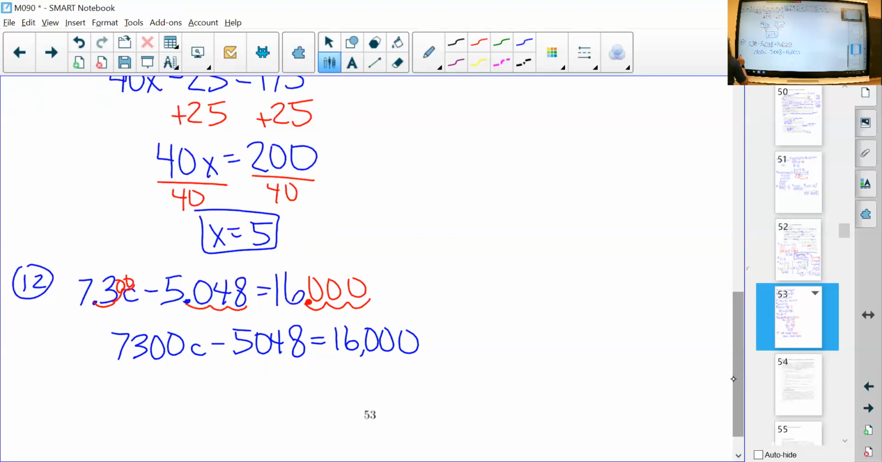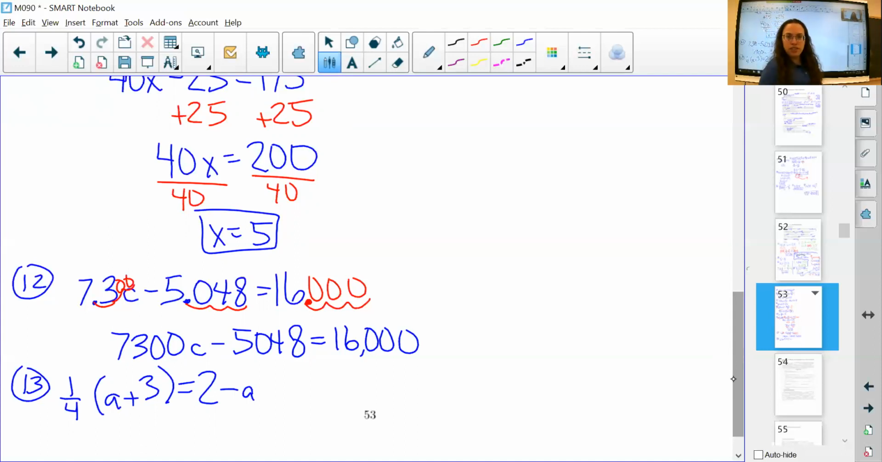Okay, last example for now. 13, we have 1/4 times A plus 3 equals 2 minus A. This one actually works out pretty nicely. I'll let you solve that, and I'll see you in the next video.